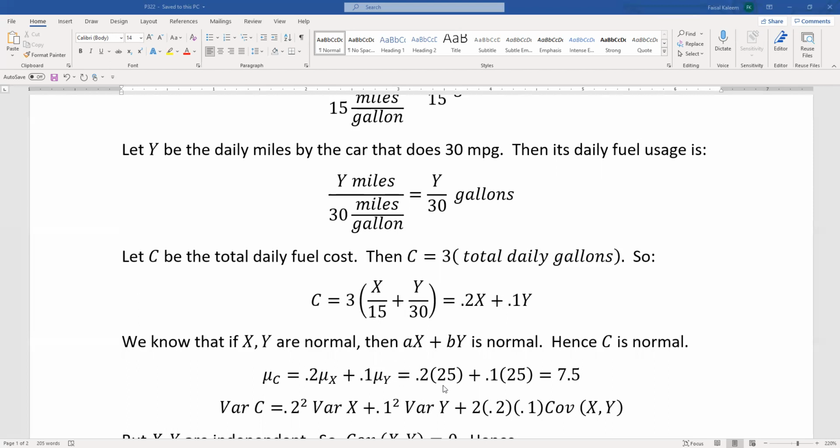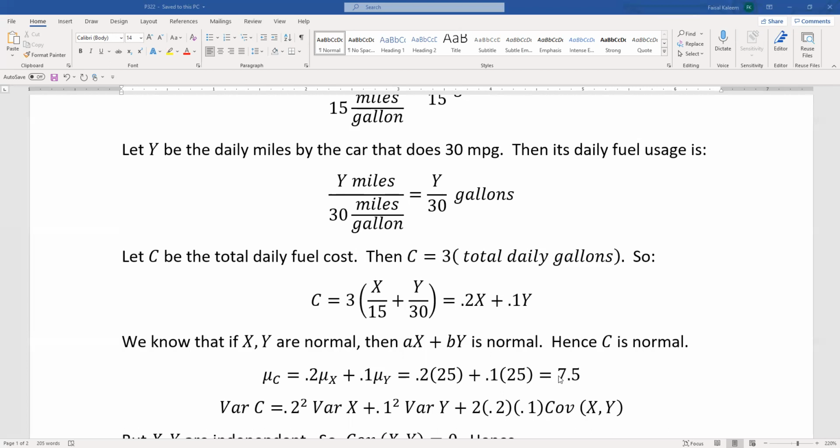Both cars have a mean of 25. That's given in the problem: the number of miles traveled by the first car is normal with mean 25, and that number of miles was X. So mean of X is 25, mean of Y is 25, and that adds up to 7.5. That's the mean of C.